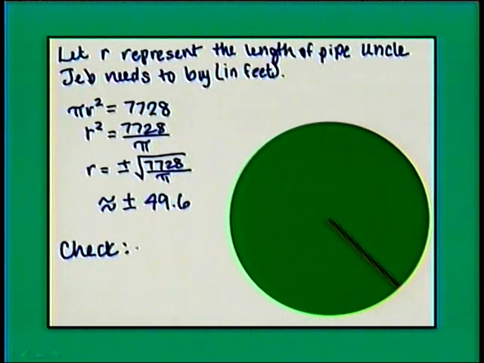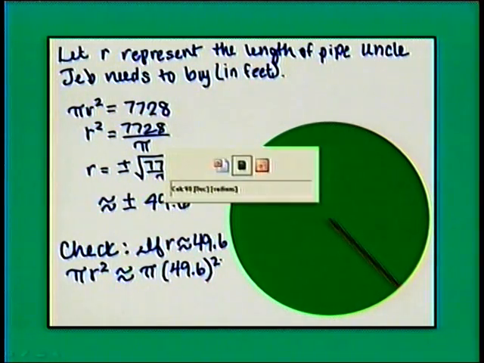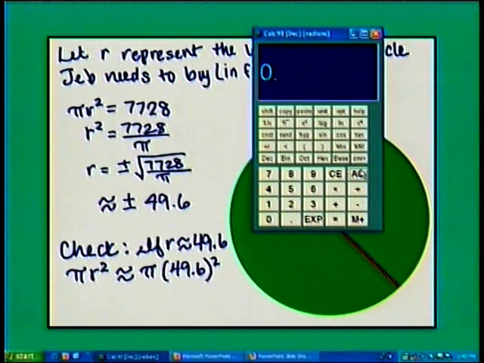Well, for our check, if r is approximately 49.6, then pi r squared is going to be approximately pi times 49.6 squared. Again, I'm going to pull out the calculator for this check. So here I'm taking pi and multiplying it by 49.6 squared. And I wanted to get about 7,728 because the field was 7,728 square feet. This is off by a little bit, but I expected that because we only have an approximation for r.